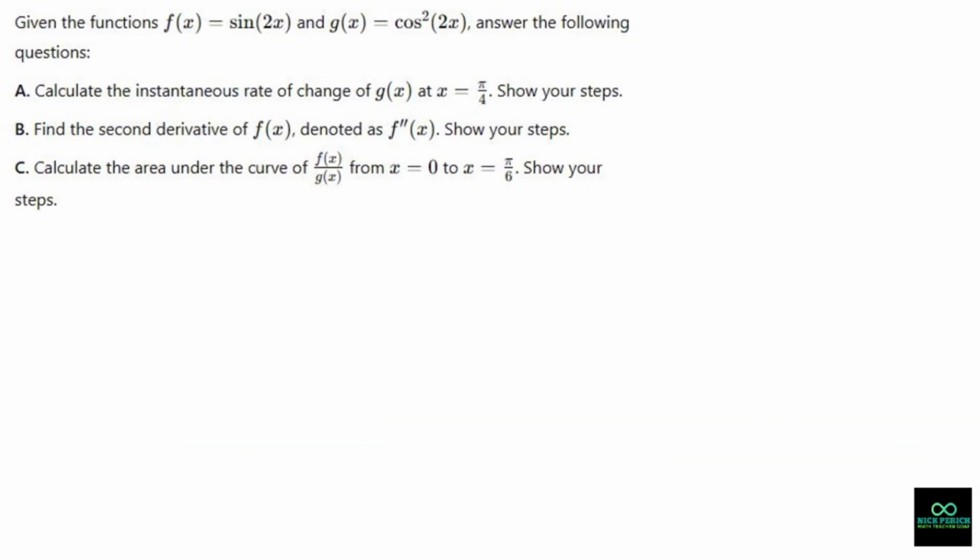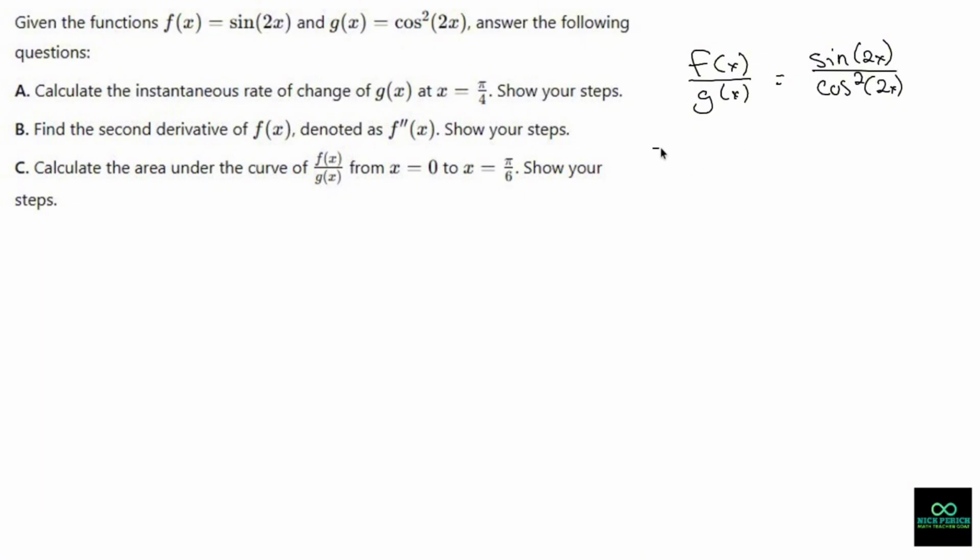Now onto the hammer. Okay? Calculate the area under the curve of f of x over g of x. So before we do anything, let's find out what f of x over g of x actually is. F of x over g of x is going to be sine 2x over cos squared 2x. Now that 2x is gold because that tells me we can simplify stuff.